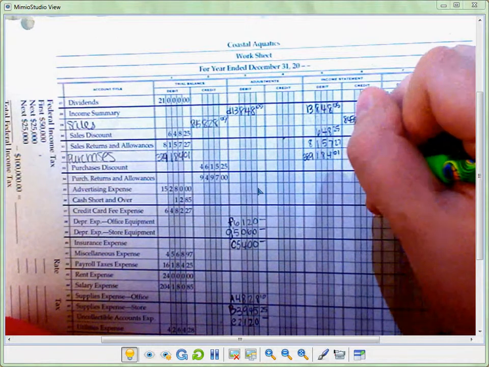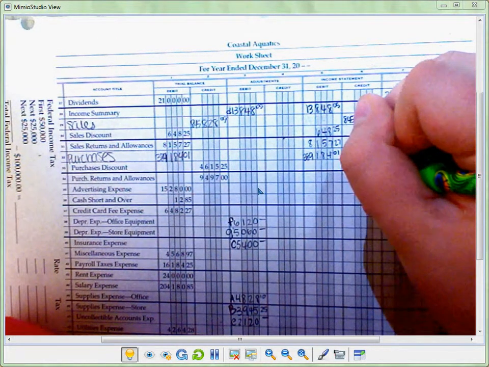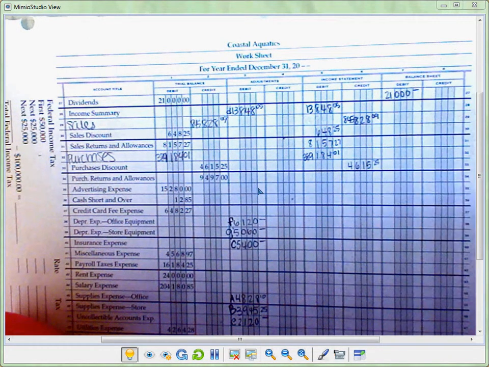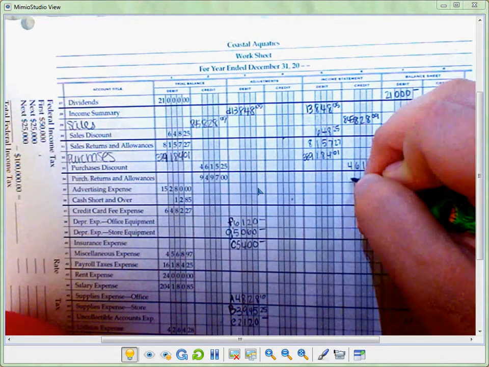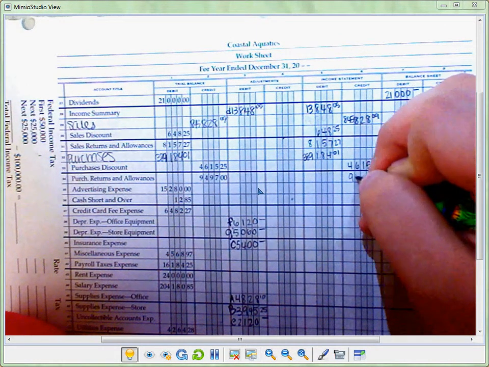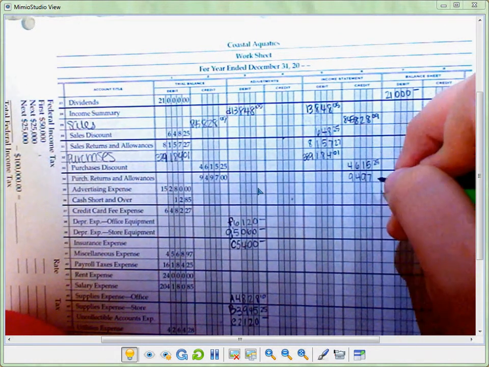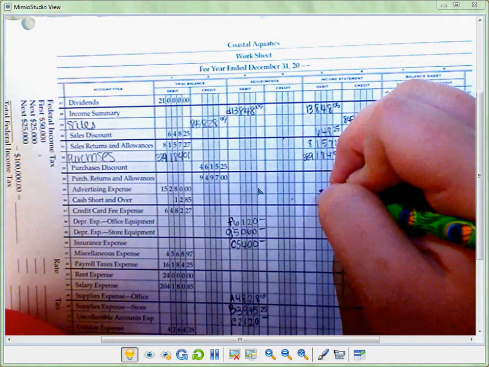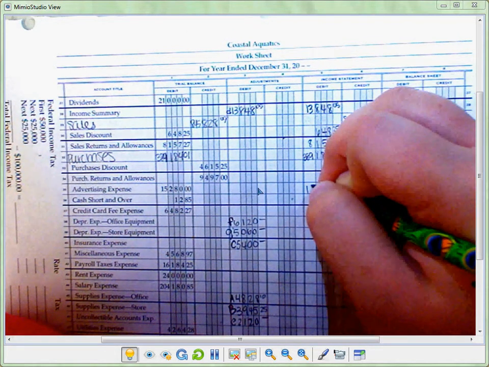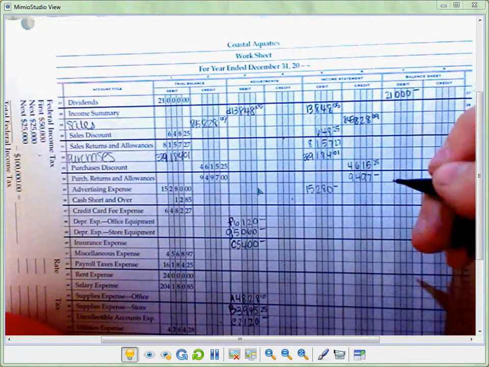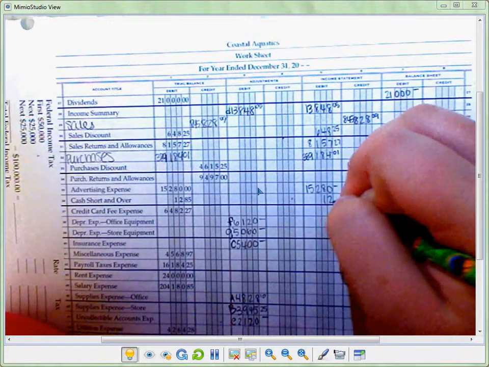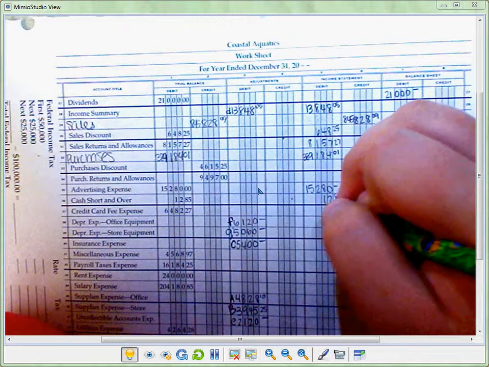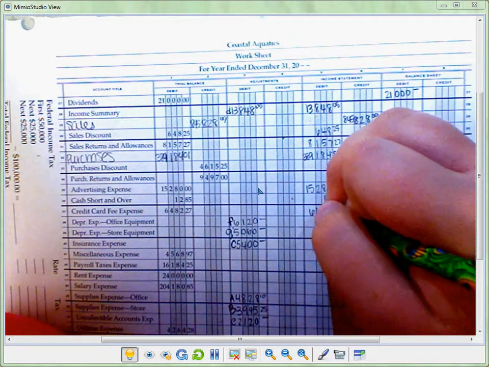Credit, $4,615.25. Credit again of $9,497.00. Okay, the rest of these are all going to be in the debit column. So $15,280. $12.85. $6,482.27.